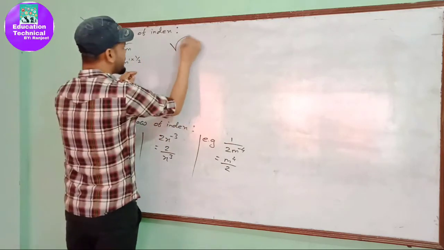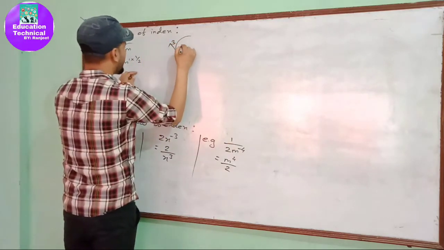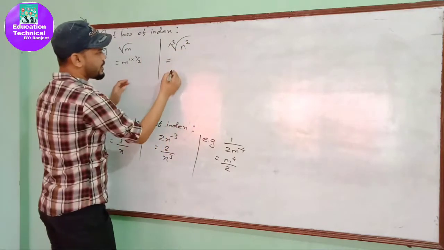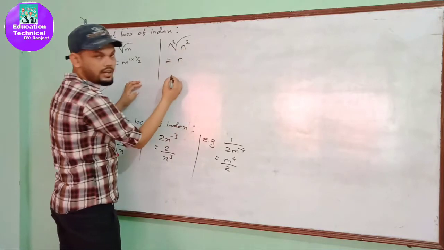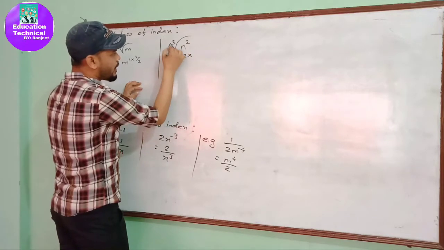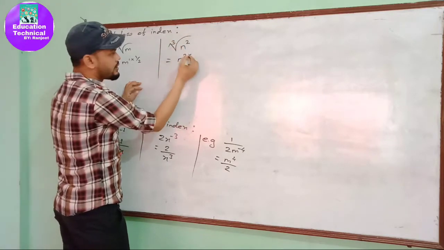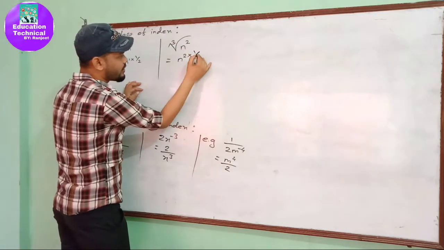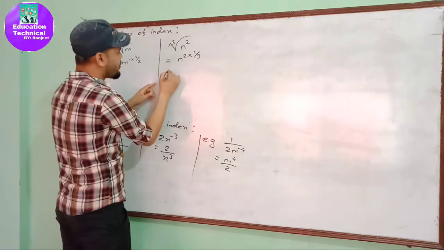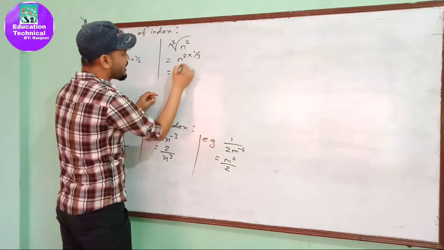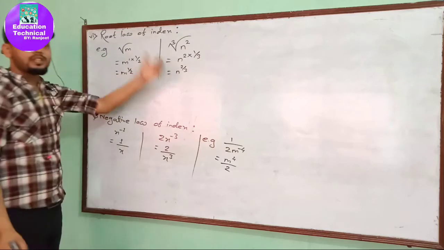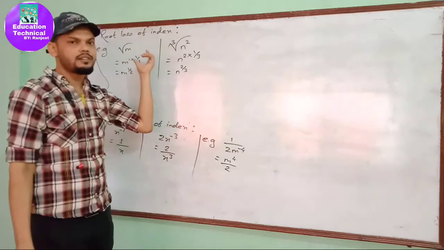Similarly, if there is a cube root and here n power 2. In this condition, what is the base? n. So write n, and the power of this n is 2, so write 2. Now to eliminate this cube root sign, 1 is to be divided by this 3. Whatever value is given here, we take it as the denominator. So now solve it. n power 2 into 1 by 3, that is n power 2 by 3. So in this way we can eliminate this root sign.